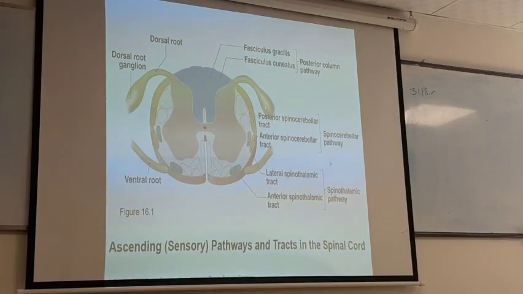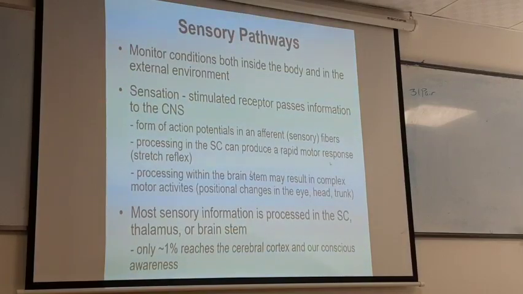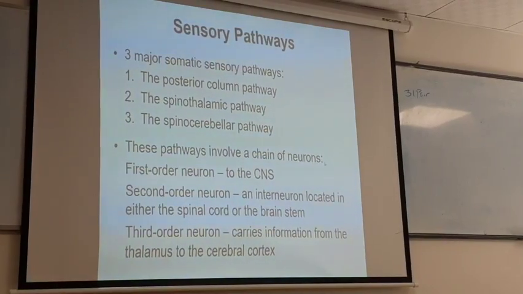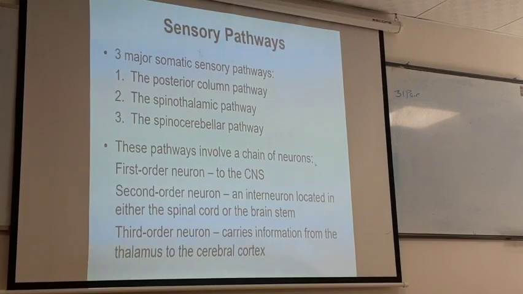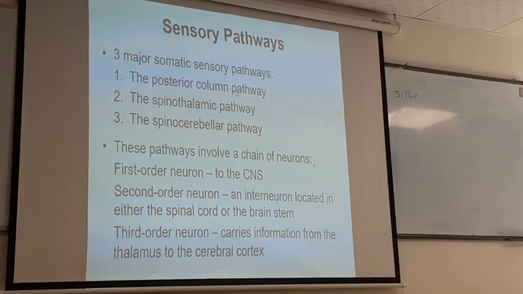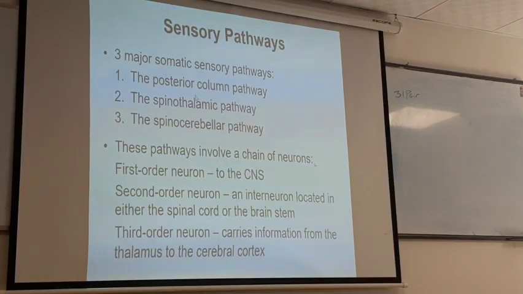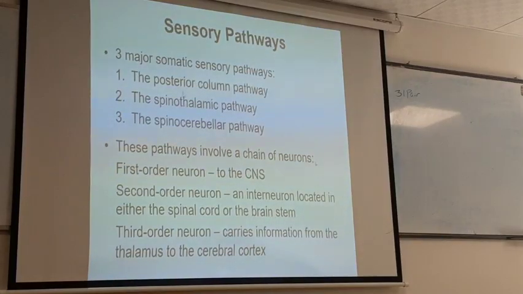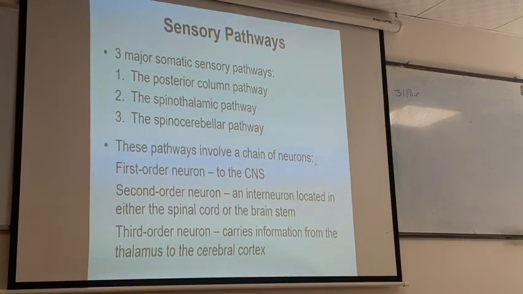This is by anterior spinothalamic and lateral spinothalamic. Sensory pathway. In the sensory pathway, we have three major somatic sensory pathways: the posterior column, gracilis and cuneatus, spinothalamic, and spinocerebellar. These three major pathways are for sense.